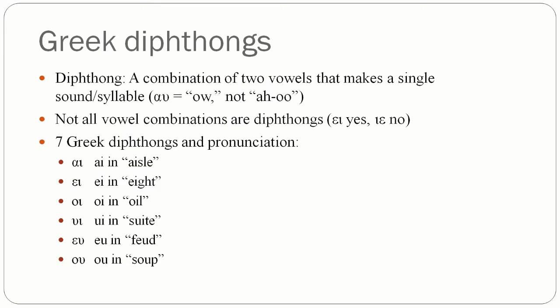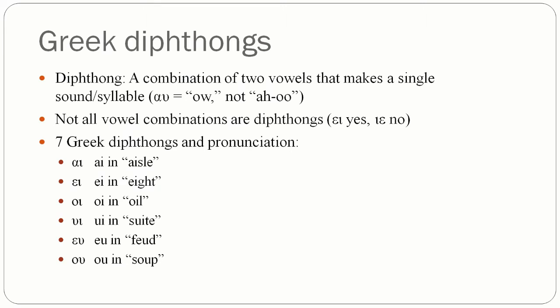I've put here that not all vowel combinations are diphthongs. Only the 7 combinations that are listed on this slide are diphthongs. Epsilon iota, you see, is on the slide. It's the second one down from the top on the 7 Greek diphthongs. Epsilon iota is a diphthong, and it's pronounced a. But you flip those around, and if you have iota epsilon, it is not a diphthong.